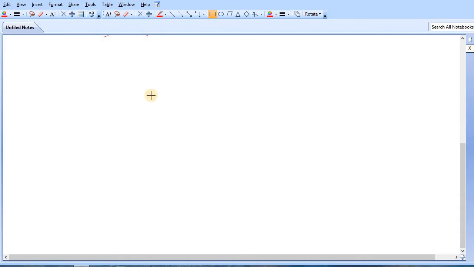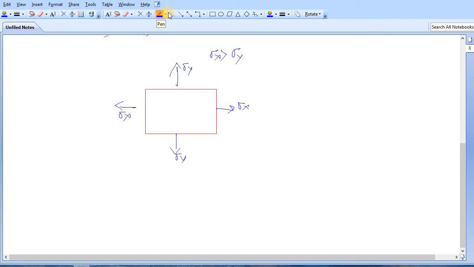But in real life it is possible that, let's say, this is your body and the normal stresses are acting like this. This is sigma x, and in this direction this is sigma y. Both are tensile in nature, and let's say sigma x is greater than sigma y. Along with these normal stresses there is also shear stress acting, let's say like this. This is one shear stress, and on this face this is another shear stress. So in this case obviously this plane is not a principal plane because shear stress is acting here. Also this plane is not a principal plane because shear stress is acting here too.